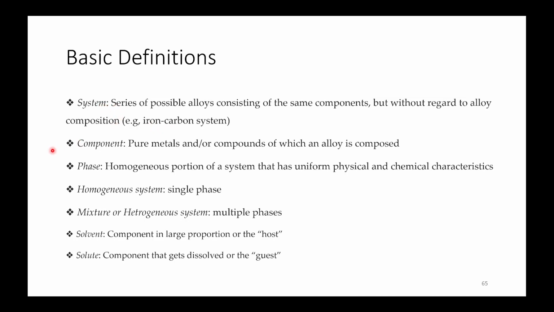Second is component. Component is a pure metal or compound of which an alloy is composed. Phase is homogeneous portion of a system that has uniform physical and chemical characteristics. Then homogeneous system, it is a single phase. Mixture or heterogeneous system will be having multiple phases. Then solvent, it is a component in large proportion or the host. Solute is the component that gets dissolved or the guest atoms.